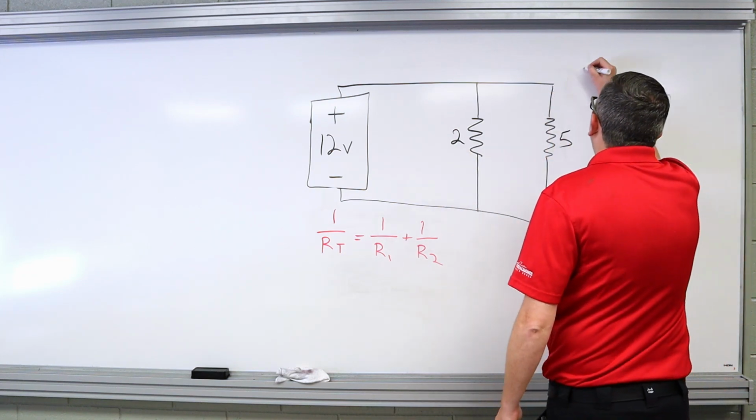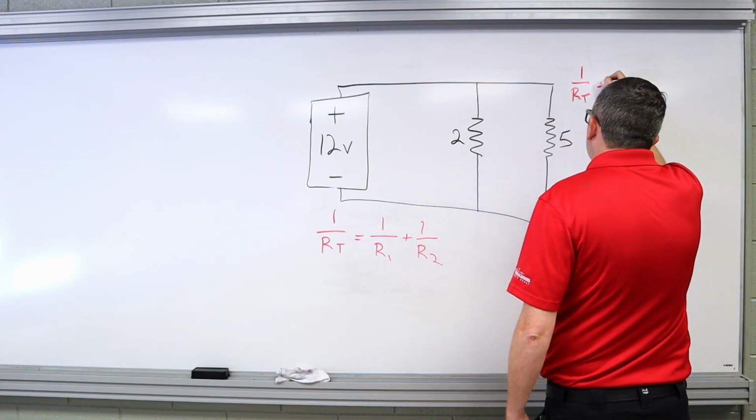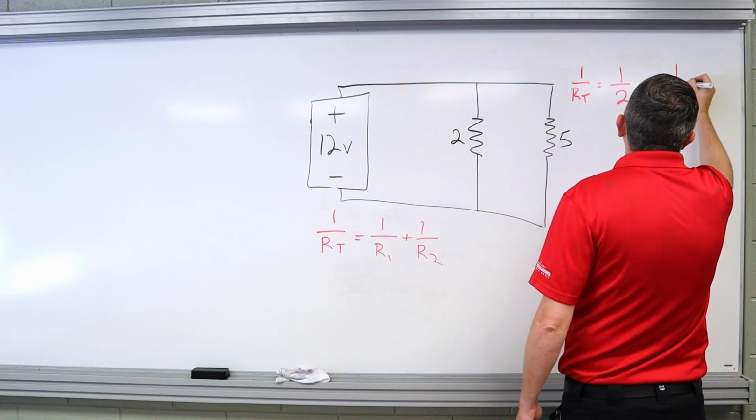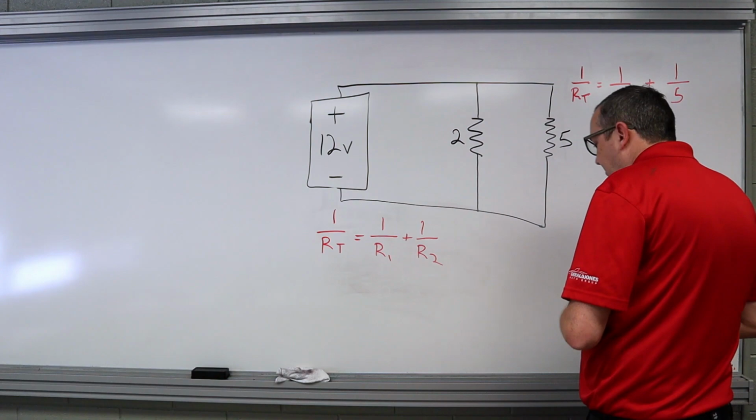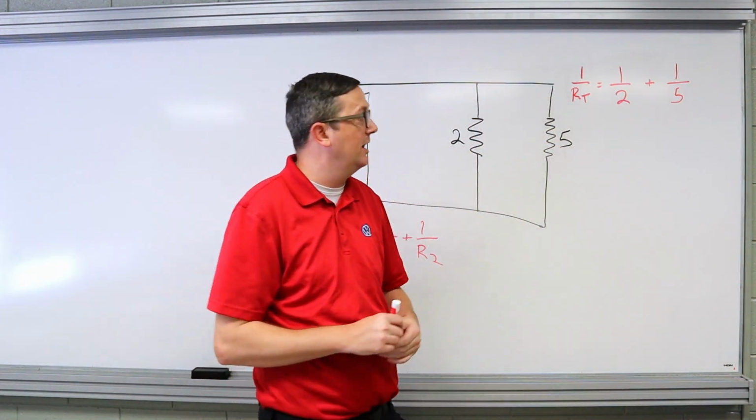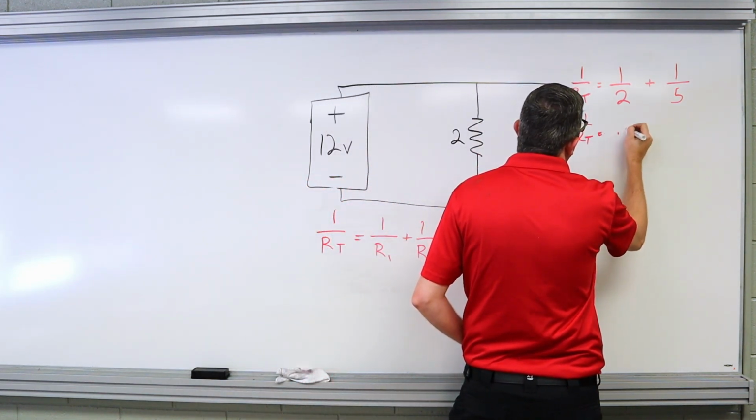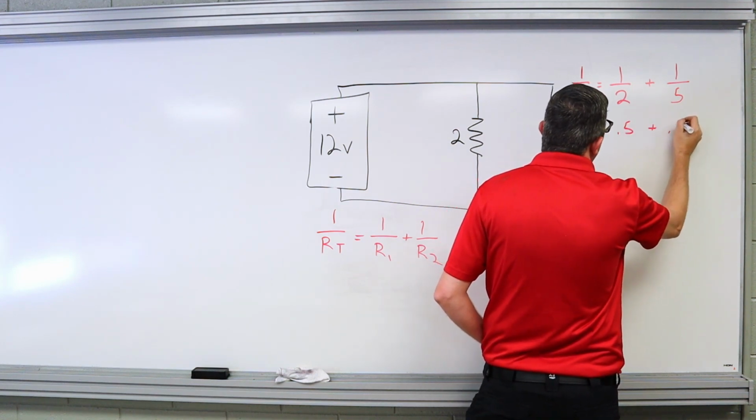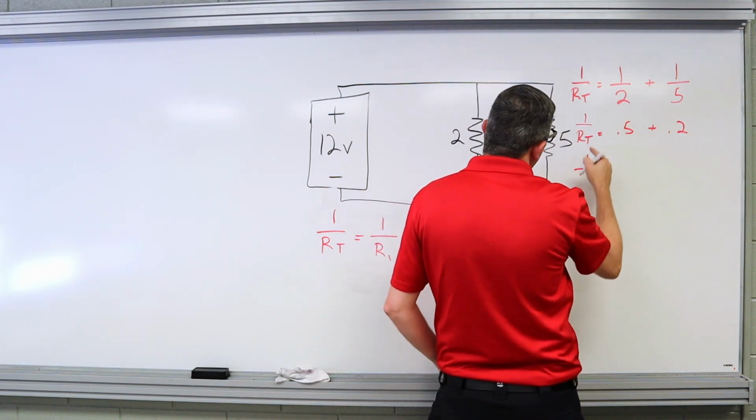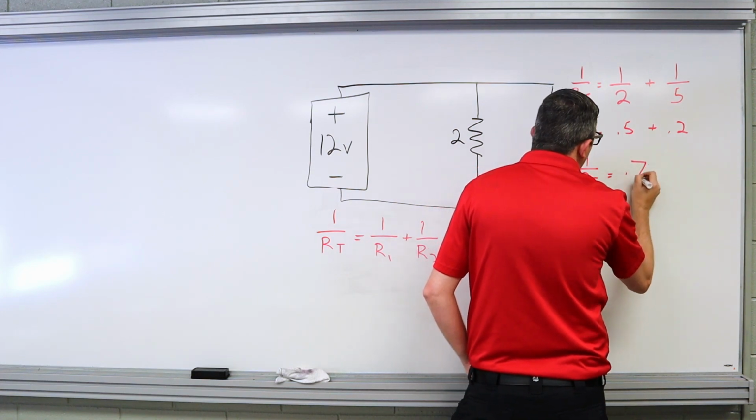All right, so 1 over total resistance equals 1 over 2 plus 1 over 5, so a half and a fifth. Okay, so best thing to do right now is to take this and turn these into decimals, okay? So 1 over RT is equal to 0.5 plus 0.2, okay? So we're going to add these up. 1 over RT is equal to 0.7, okay?